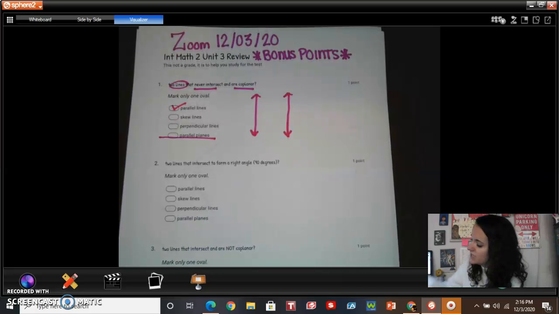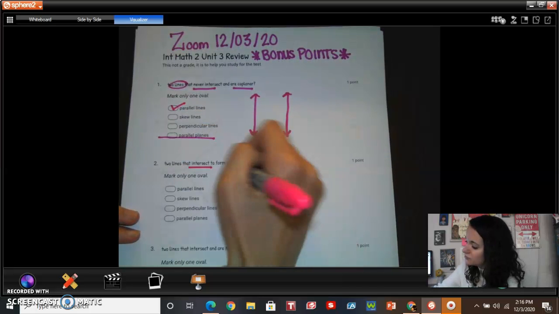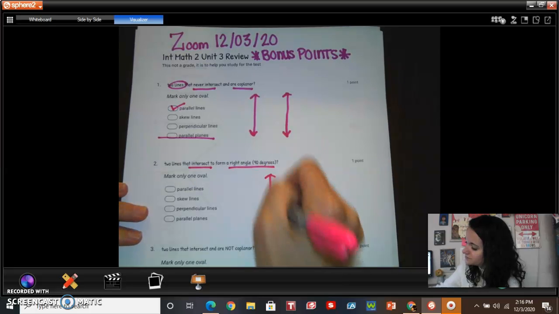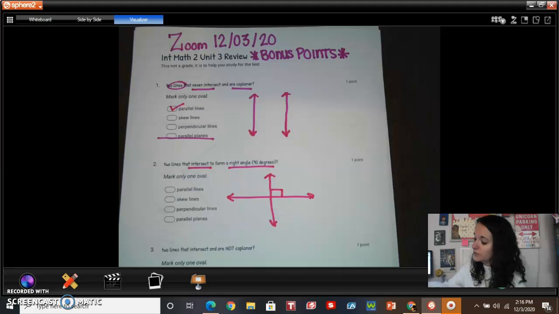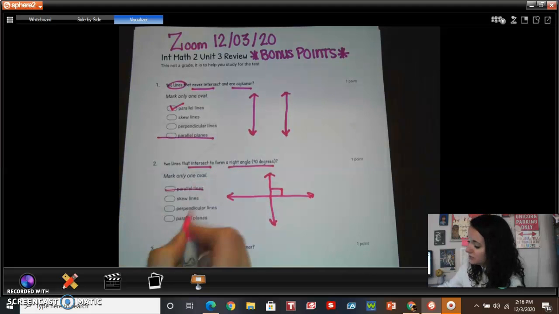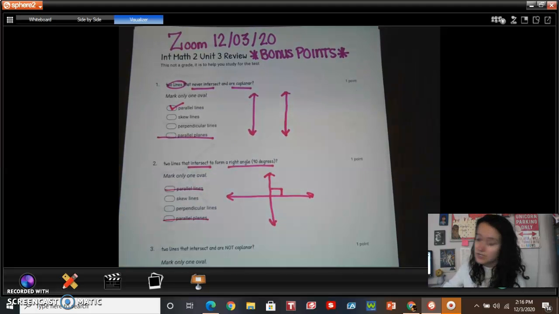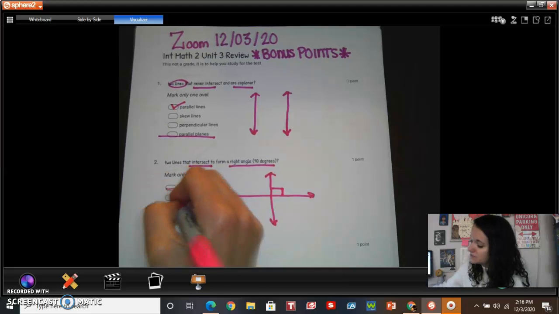All right, next we have lines that intersect to form a 90-degree angle. They look like this. Okay, well, we know it's not parallel because you've already done it. We know it's not planes because we're just talking about lines. This right here is perpendicular.